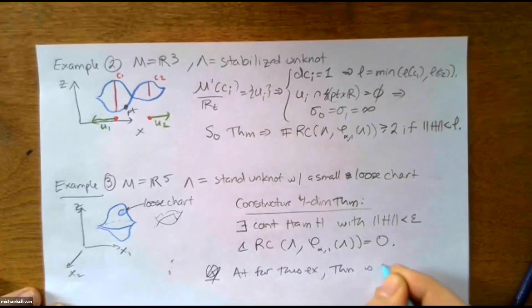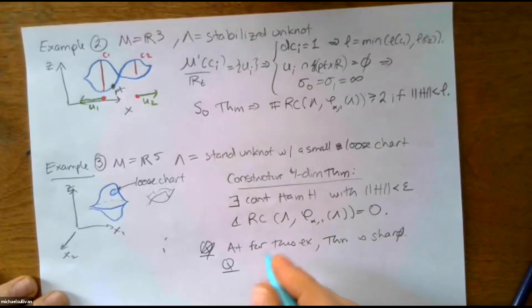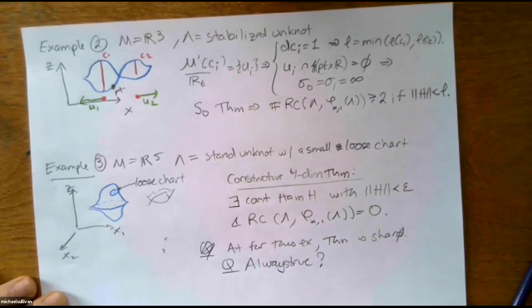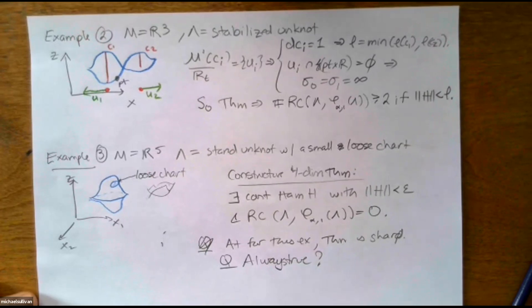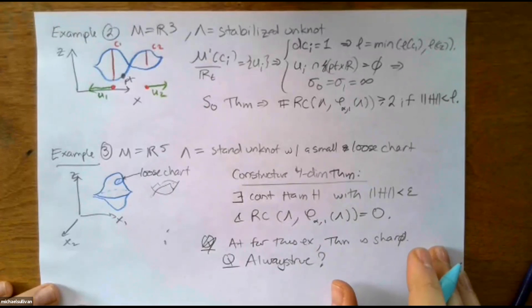But I have no idea in general, is this always true? If I have a small little loose chart, does that all of a sudden mean that I can find some contact Hamiltonian that can displace it? I don't know. Okay, so I'll just pause here if there are any questions about the examples of the theorem.